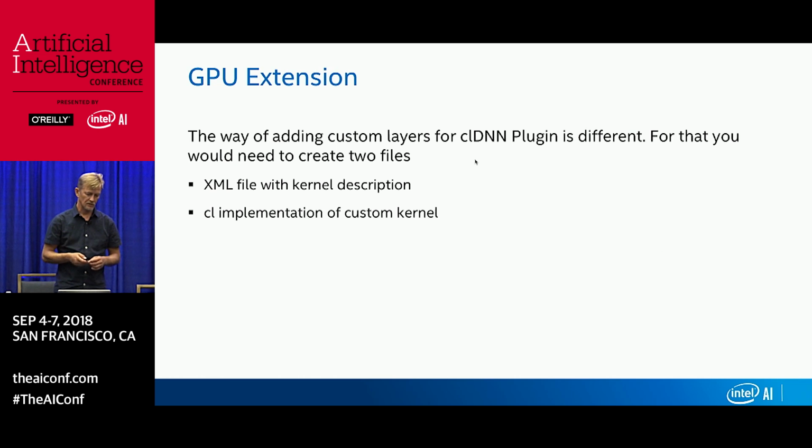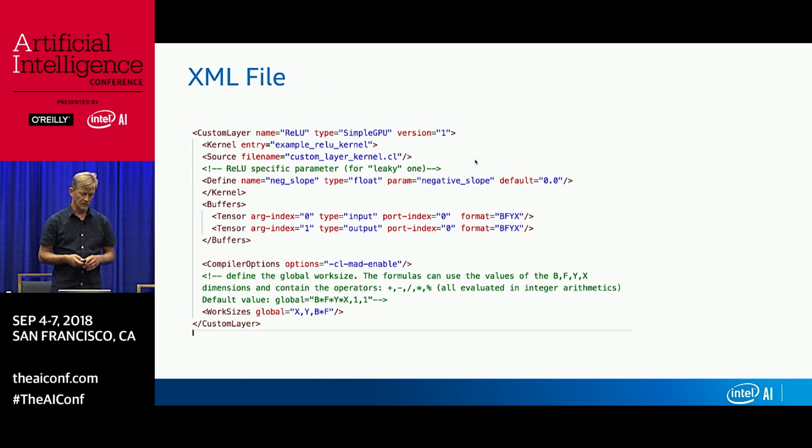GPU extension development is also very simple. For that, you don't need to write any extensibility libraries. All you need is to create one XML file with a kernel description plus a CL function implementation for the custom kernel. So in the code, it will look like this. We are also providing sample extensions for CLDNN. This is taken from the sample.